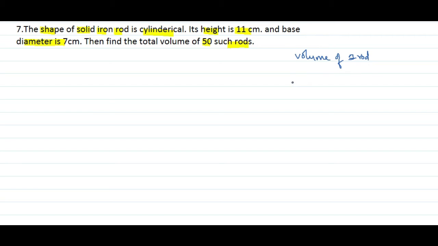So what is the formula to find the volume of the cylinder? That is pi r square h. Here h is given, height 11 centimeter, and the given diameter is 7 centimeter. So we need to find the radius. Radius is equal to diameter by 2, which is equal to 7 centimeter by 2, which is equal to 3.5 centimeter.